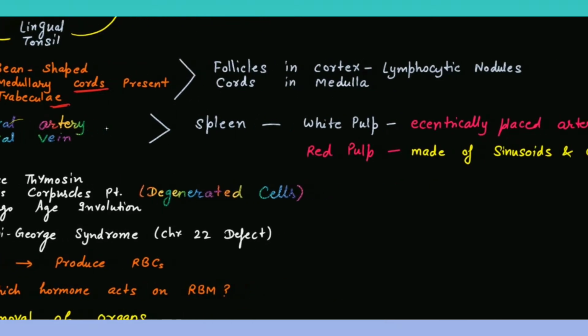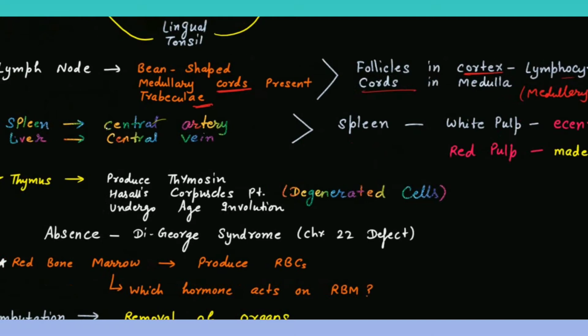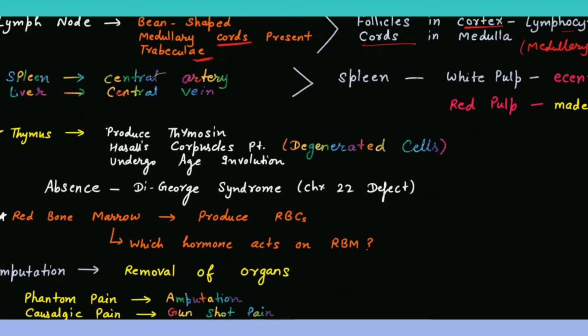They have both a cortex and a medulla. The follicles in the cortex of the lymph node are known as lymphatic nodules. And the cords are present in the medulla, that's why they are called medullary cords. So remember, you can get keywords from here: bean-shaped, medullary cords and trabeculae. These are the characteristic features of the lymph node.